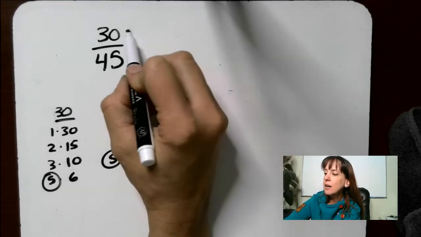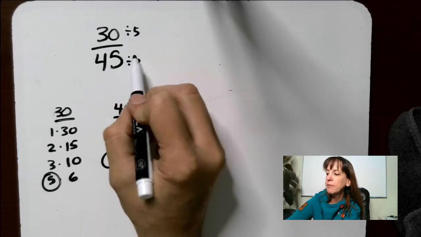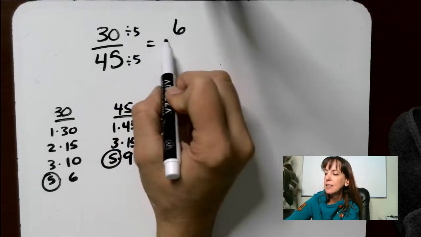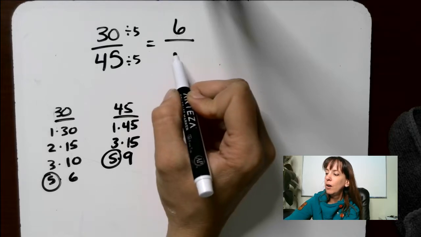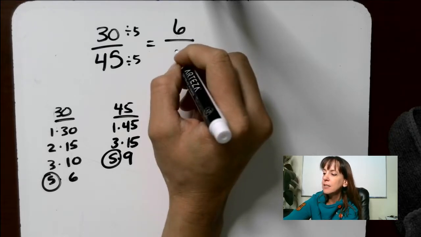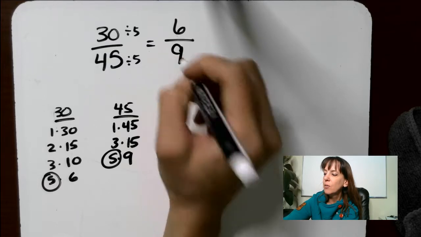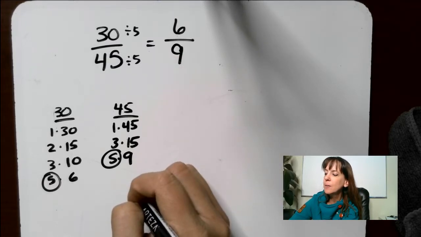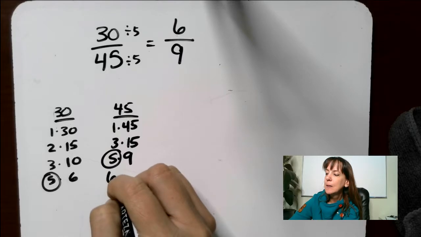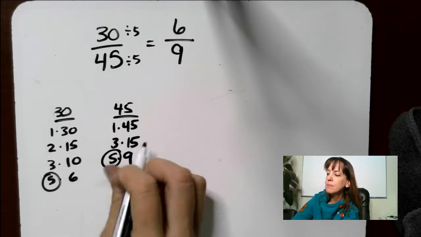So I could divide the top by 5 and divide the bottom by 5, and I would get 6 over, oh, I made a mistake. Because if we did 9, right? Where did I make my mistake? Oh, 6, let me think about this.